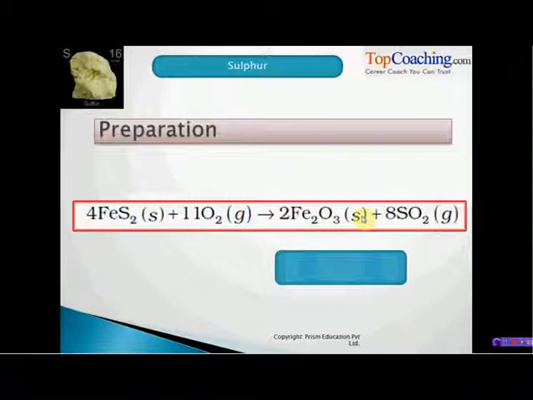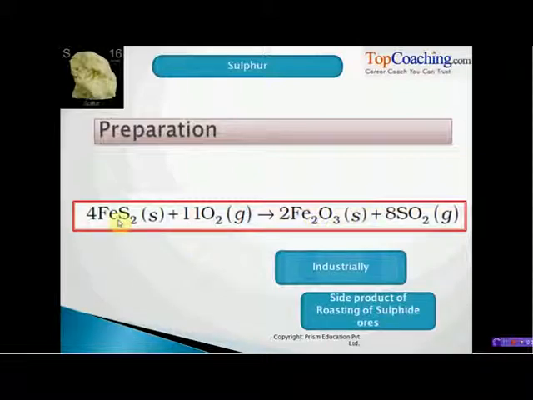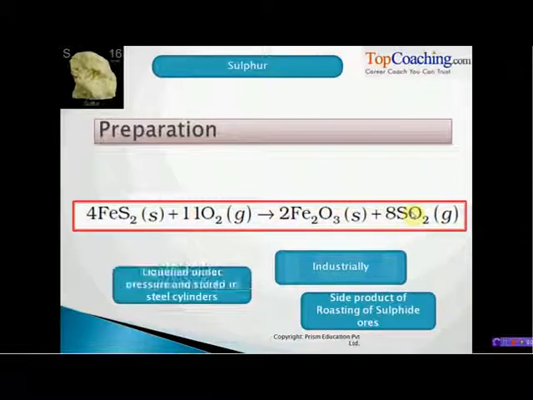Now how is sulfur dioxide prepared industrially, right? When sulfide ores are roasted, right, for their concentration process, sulfur dioxide gets generated as a side product of this roasting process. This sulfur dioxide is then liquefied under pressure and stored in steel cylinders.